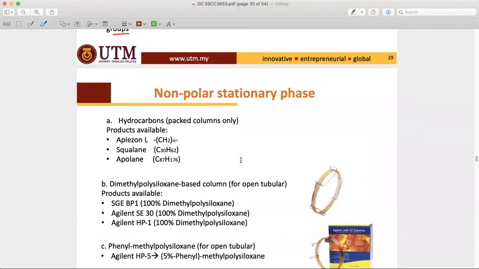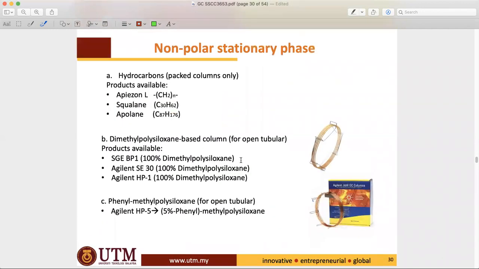All right, so non-polar stationary phase. Non-polar stationary phases are usually hydrocarbons packed in the column only. For example, Apiezon L, which consists of just CH2 and is a polymer, Squalane, Apolane. Basically all of these are hydrocarbons, and you know that hydrocarbons are non-polar. We also have Agilent SE, which is 100% dimethyl polysiloxane. Agilent HP-1 is also 100% dimethyl polysiloxane.